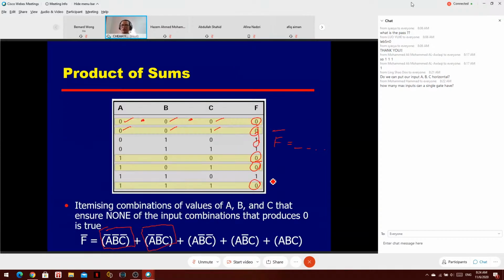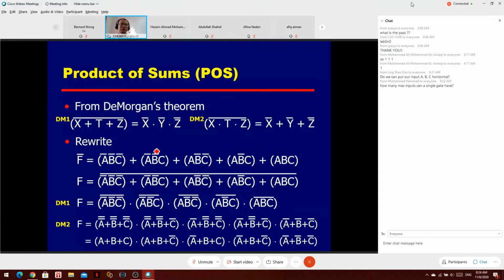Why? Because all the terms here are in ANDs: not A and not B and not C, then OR. When you want to change it to ORs, remember we can use De Morgan's theorem. These are some basic identities. This is De Morgan's theorem. If you have not (X or Y or Z), you can express this as not X and not Y and not Z. So the not is broken.